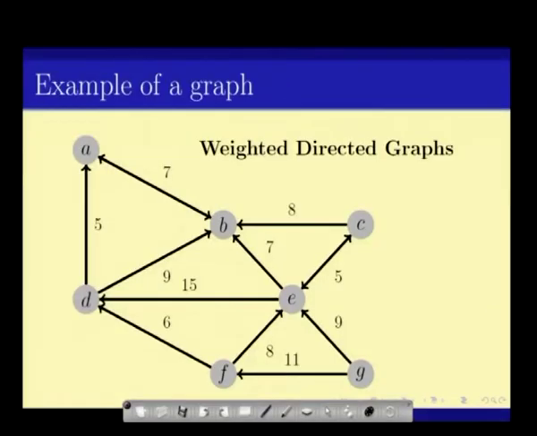So, when we say that it is undirected, it means that if uv is in the edge set, then vu is also in the edge set, but that need not be the case. For example, in this example, say the edge from d to b goes in this direction. So, db is an edge, but bd is not an edge. If this is the case, we call it a directed graph, and since it has weights on it, we call it a weighted directed graph.